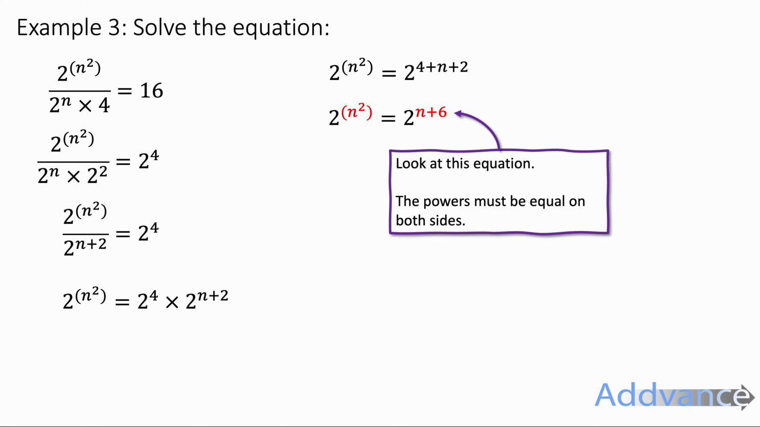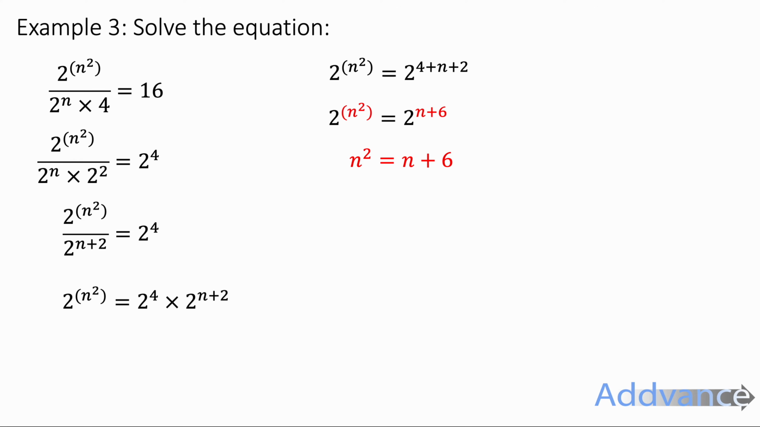And therefore, we've got 2 powers of 2. We've got 2 to the power n squared equals 2 to the power n plus 6. And those two powers must be the same to make the equation equal to each other. The powers must be equal. So therefore, n squared is equal to n plus 6. The powers must be the same.